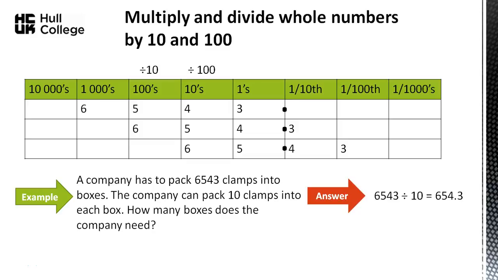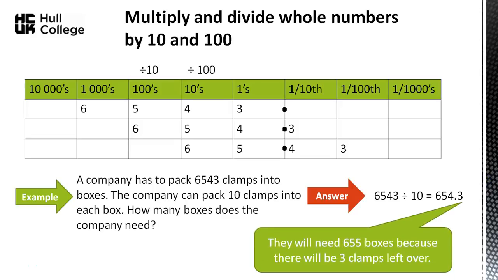The answer is not a whole number, so we need to think about it a bit more. The company needs to pack all of the clamps, so 654 boxes will not be enough. There will be 3 clamps left over. They will need 655 boxes.